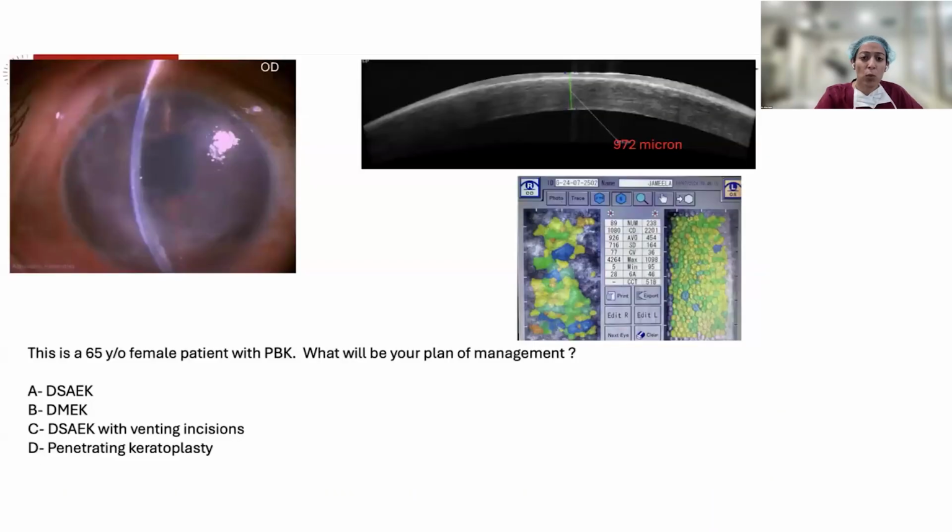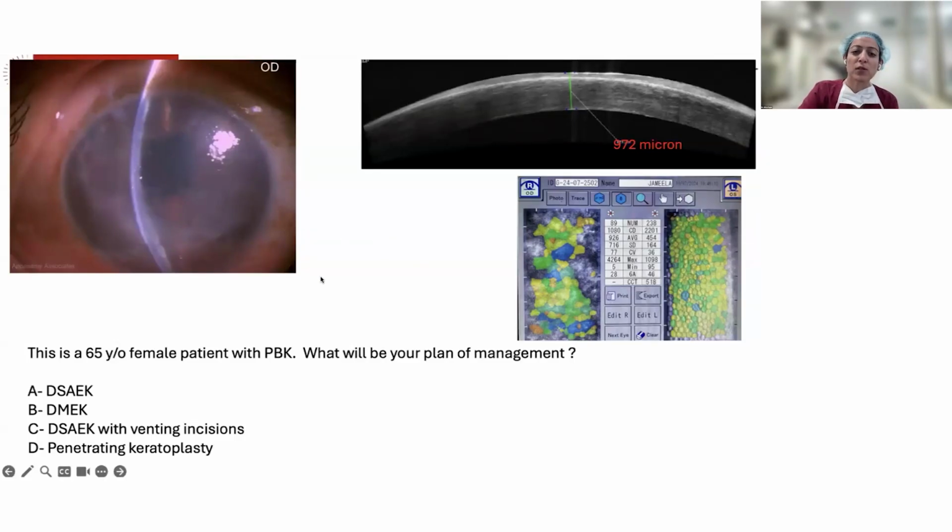We'll just take the last poll question. We have a 65-year-old female patient with a pseudophakic bullous keratopathy. Having this as the thickness of the cornea and this being the specular, what would be your plan of management? Would you do a DSEK, a DMEK, a DSEK with venting incisions, or a penetrating keratoplasty?